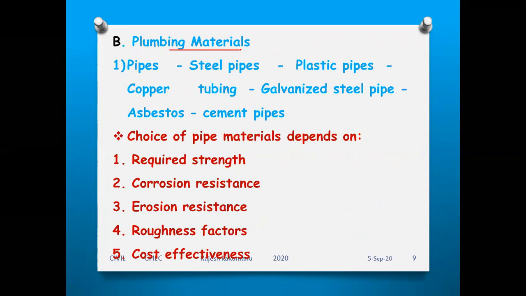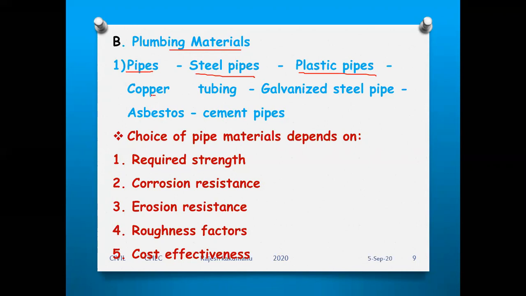Next, what are the plumbing materials? So what are the materials you are using for plumbing? Generally pipes. In that, you are having various categories of pipes. Steel pipes are used for some cases, right? Plastic pipes, in that plastic pipes again you are having a number of gradings: PVC pipe, HDPE, right? LDPE, UPVC. So like this, we are having a number of plastic pipes, depending upon the application.